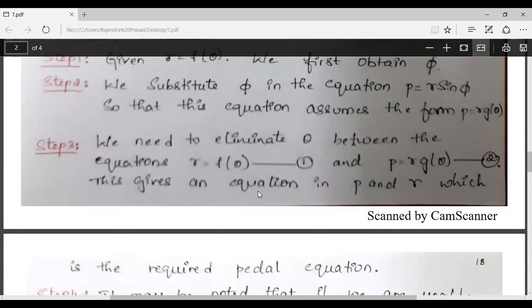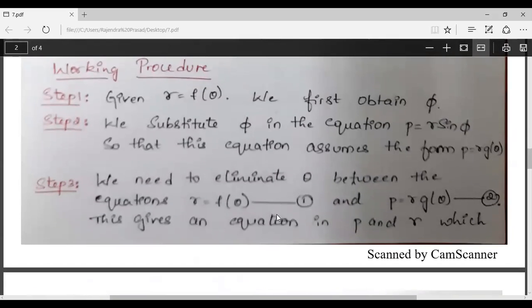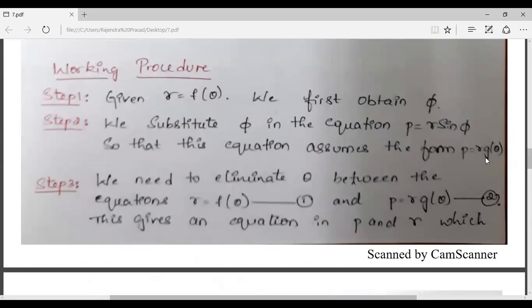So next, step number 3. Already we have the equation p is equal to r into g of theta, and also the given equation r is equal to f of theta, the polar curve. Consider r is equal to f of theta as equation number 1, and p is equal to r into g of theta from step number 2 as equation number 2. From equations 1 and 2, we have to eliminate theta. Then we get the pedal equation.